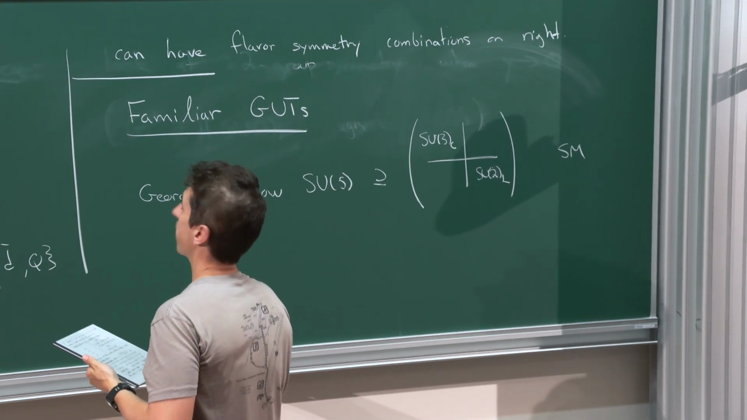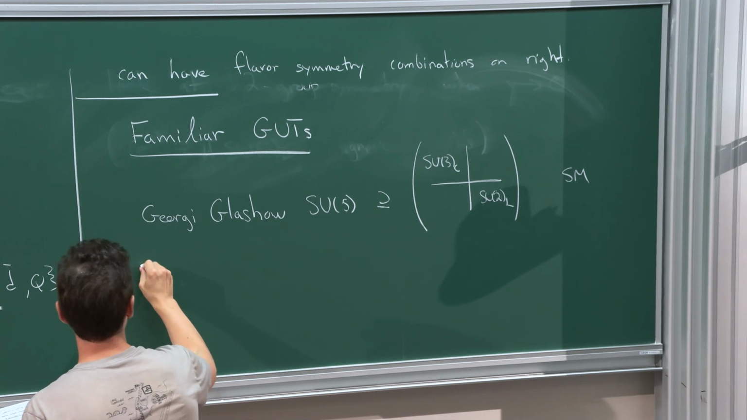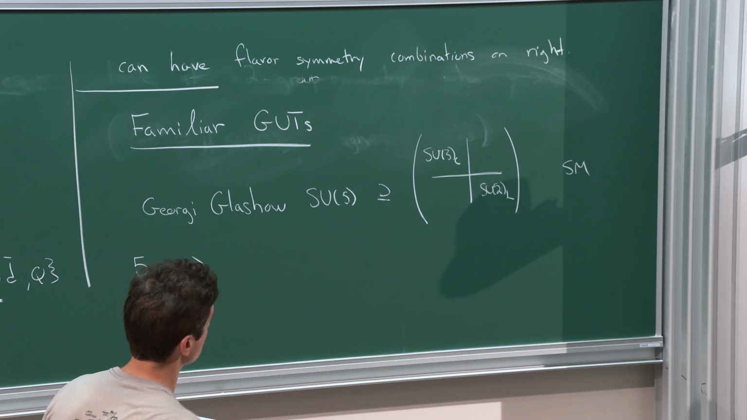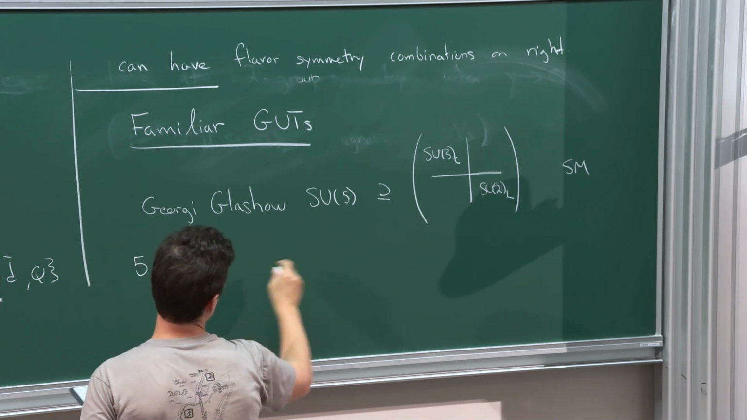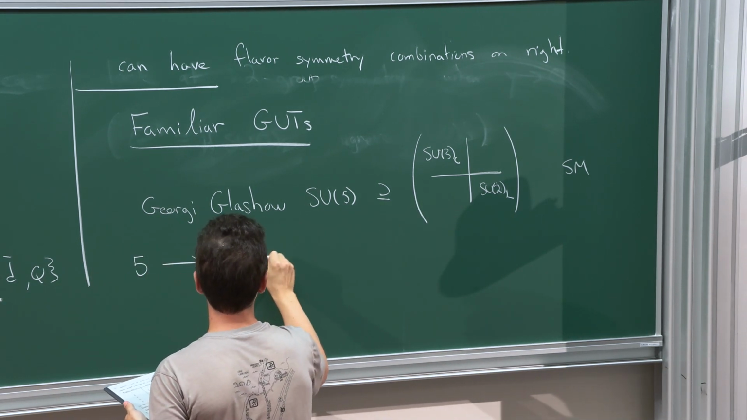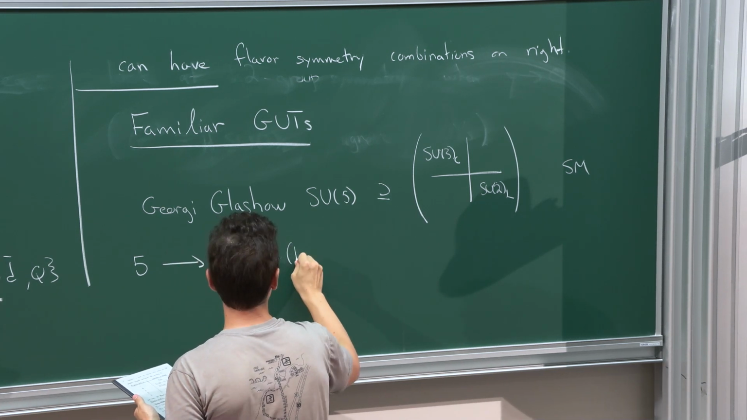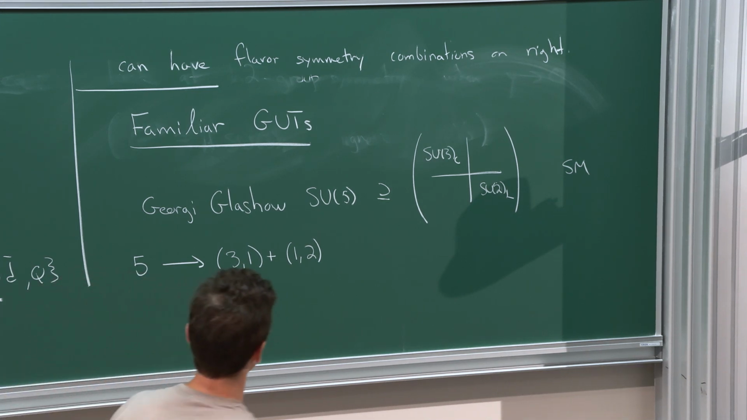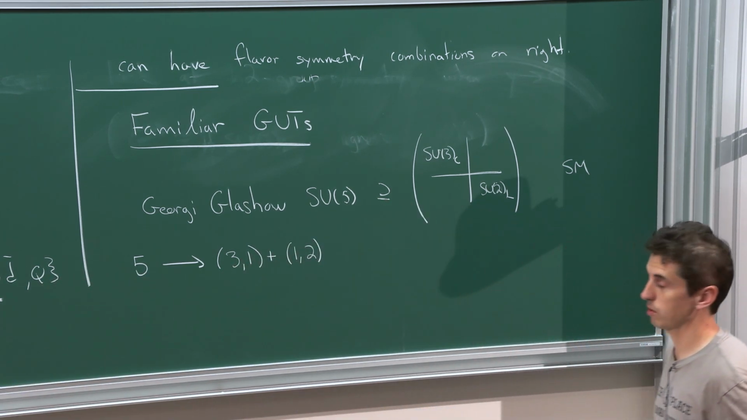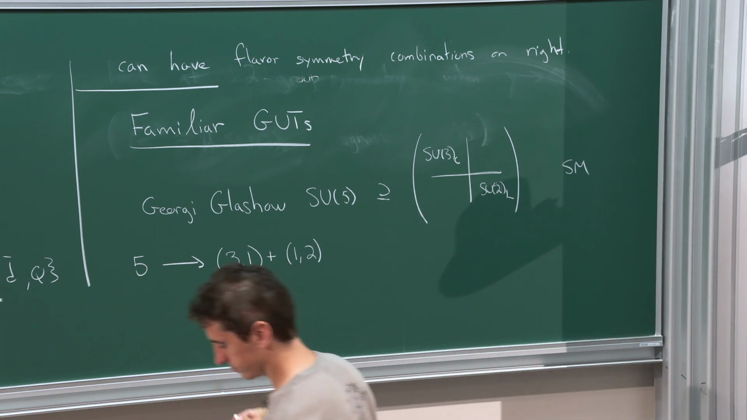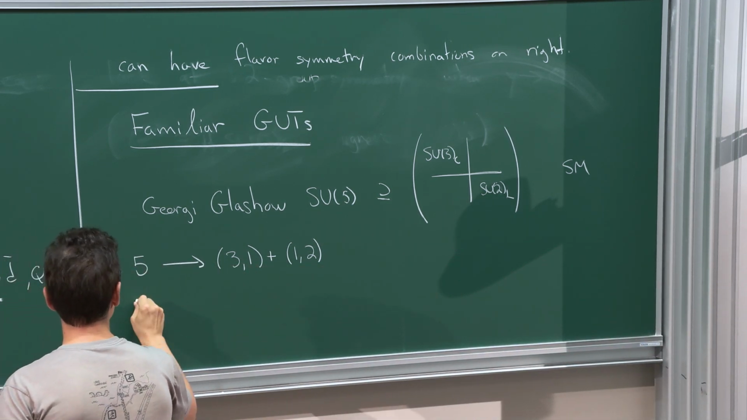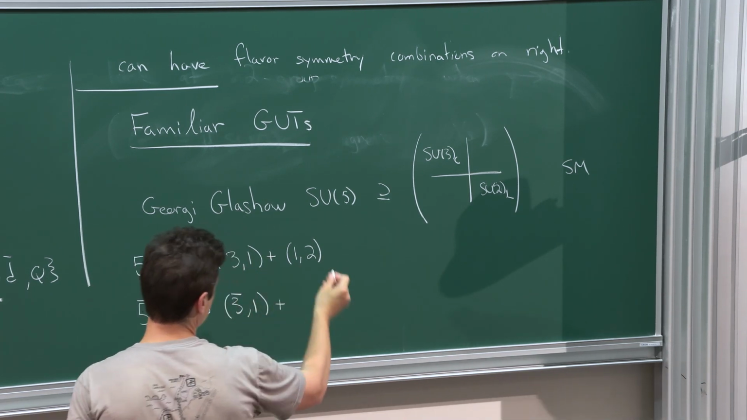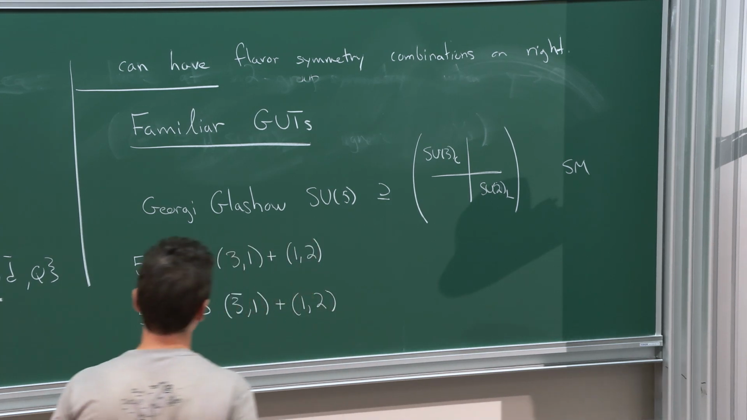Now, that decomposition tells you that the 5 of SU5, if you Higgs to the standard model, decomposes to (3,1) plus (1,2). Right, that's what the virtue of writing this matrix tells. It tells you how the representations are going to decompose. And then we can write the 5 bar. So 5 bar, therefore, goes to (3 bar, 1). I'm not writing the U1Y quantum numbers. I'm just writing SU3 and SU2.